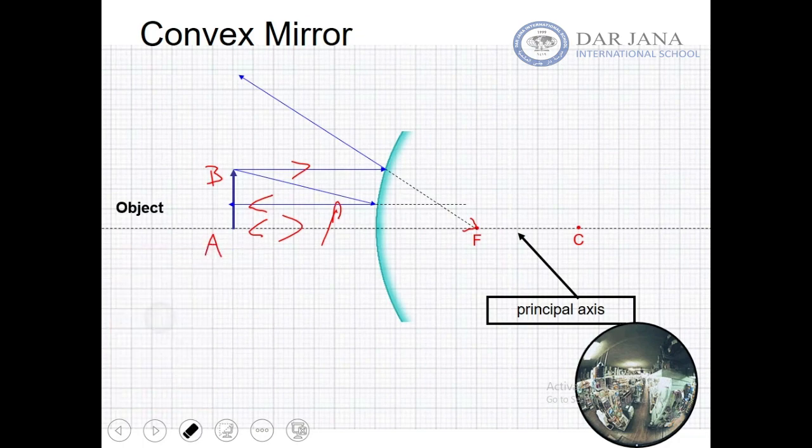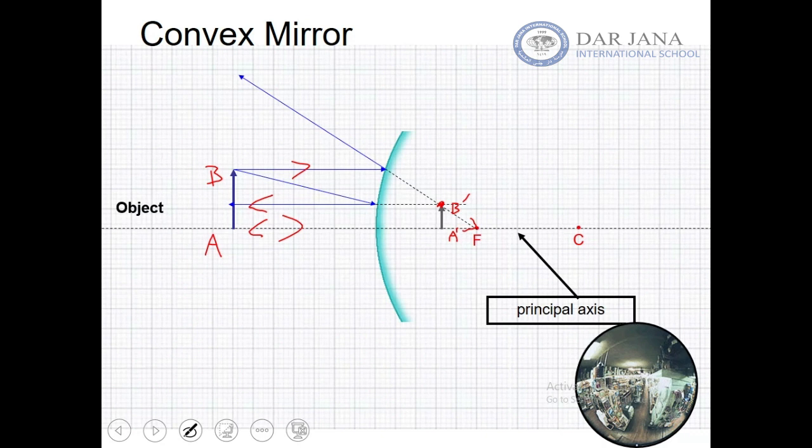By elongating the second reflected ray, these two rays are gonna meet at this point, which is a little bit to the right. No problem, it will be here. So it will intersect at this point, which is A prime, B prime. A prime is the image of A, B prime is the image of B. So A prime, B prime is the image of the object A, B.